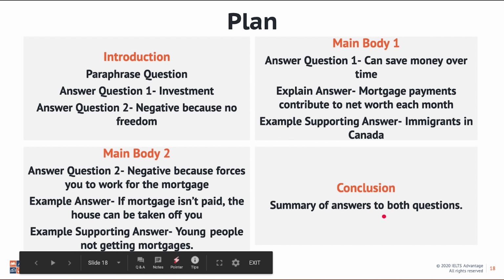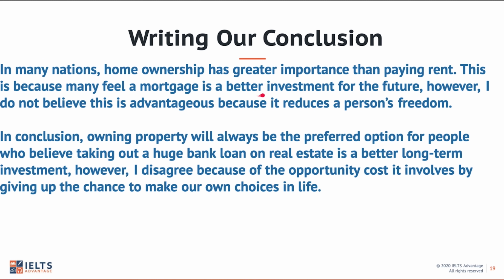Now we need to summarize the answers to both questions in our conclusion. So when we're writing our conclusion, basically we're just summarizing the answer to both questions. So what we can do is look at our introduction again and basically paraphrase this. So we start off with a cohesive device. In conclusion, comma, owning property will always be the preferred option for people who believe taking out a huge bank loan on real estate is a better long-term investment. So they have summarized that answer.